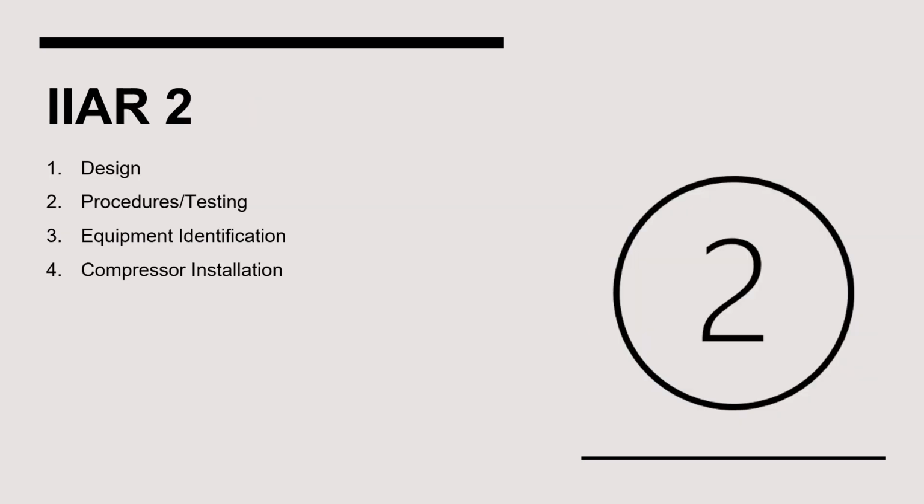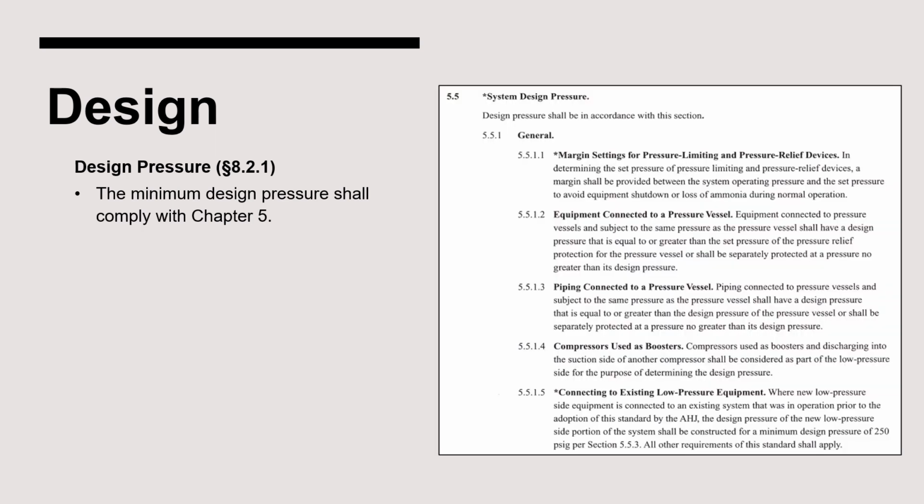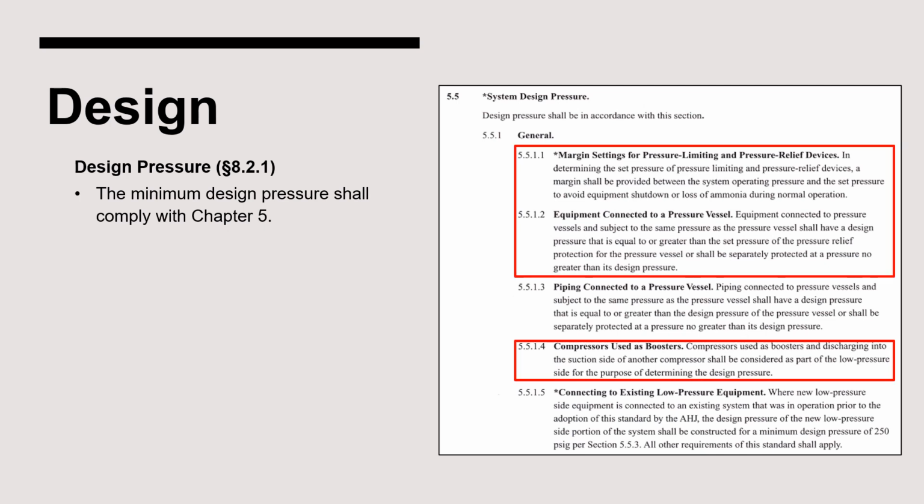Let's start with IIAR Standard 2, which addresses the design of ammonia refrigeration systems. We'll examine the items listed on the screen, which are requirements in Chapter 8 of Standard 2. As it pertains to the design of any compressor, the minimum design pressure must comply with an earlier section of the standard, Section 5.5. The pertinent requirements here are items 1, 2, and 4.